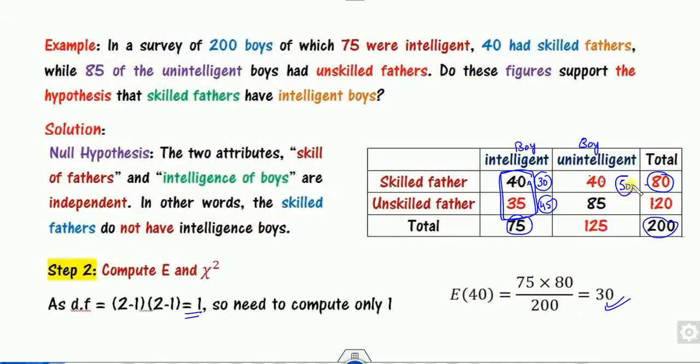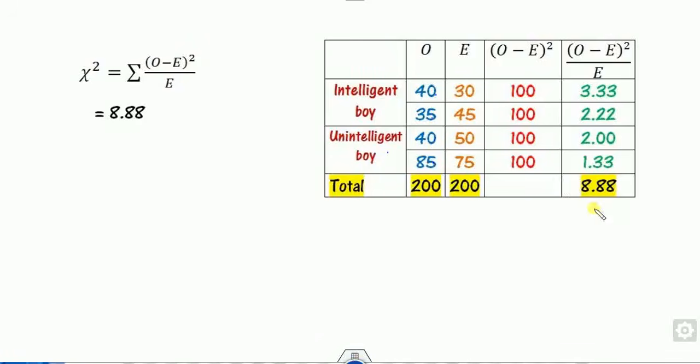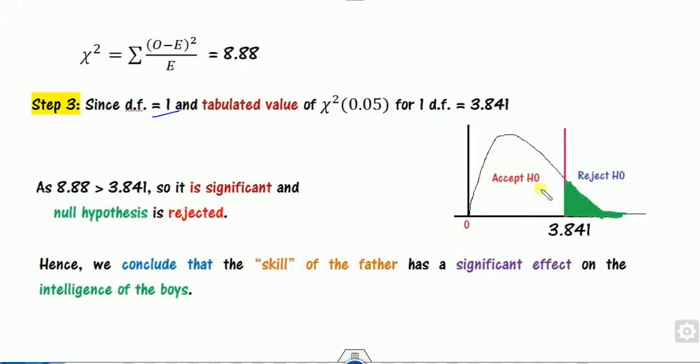So you can find all the remaining entries and substitute the values here. You will get the chi-square as this. The degree of freedom is now 1, so you can see 8.8 lies outside, so it is again rejected. So we can say skilled father has a significant effect, meaning they are not independent.